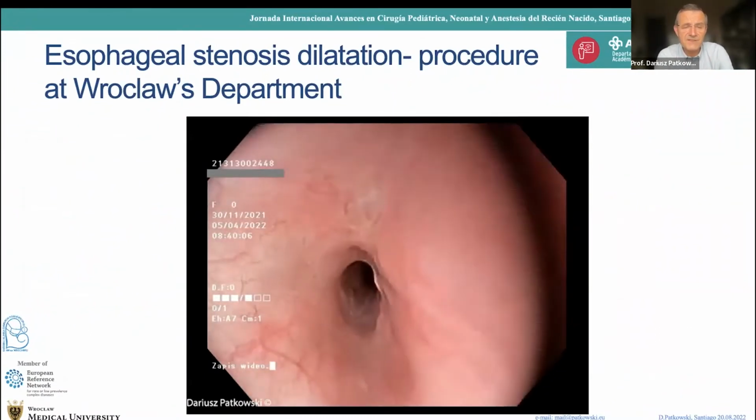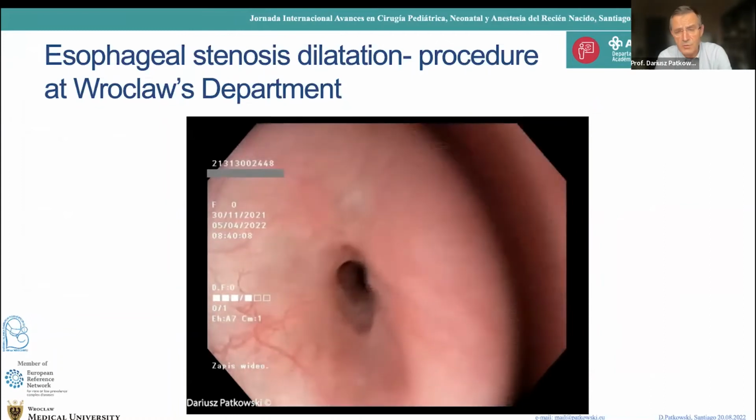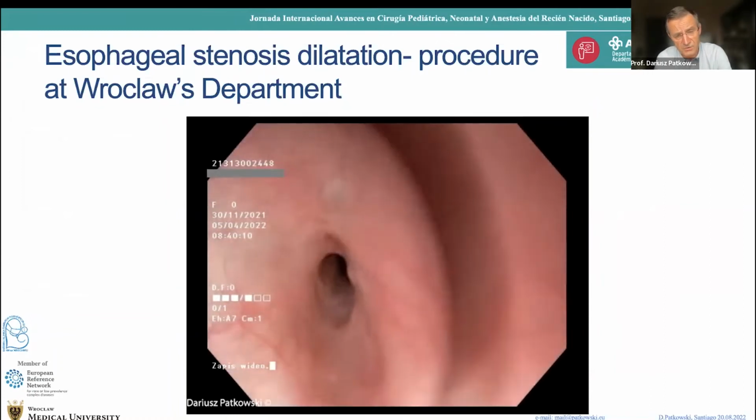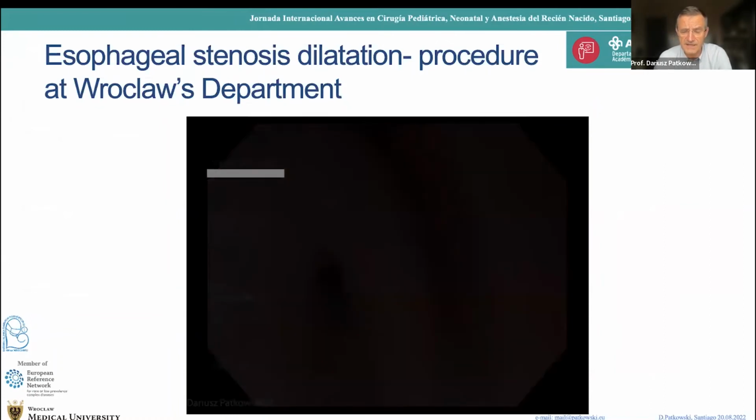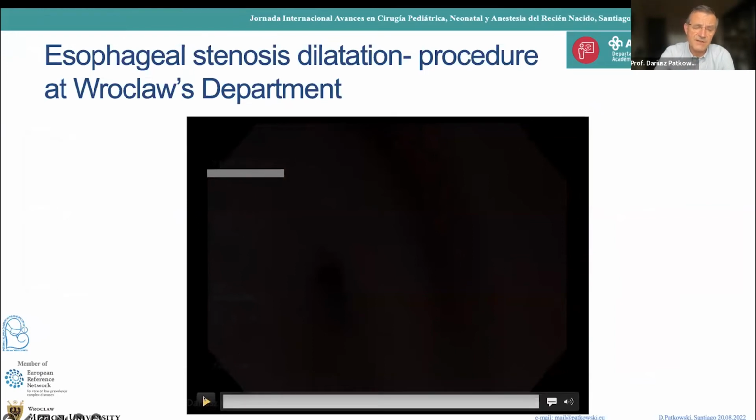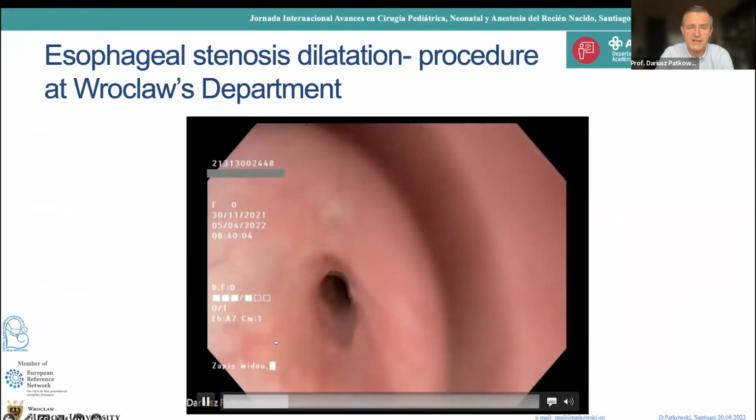So you can see this is our new equipment. The quality of the picture is really very good, with the camera at the end. You can see once again a real stricture.